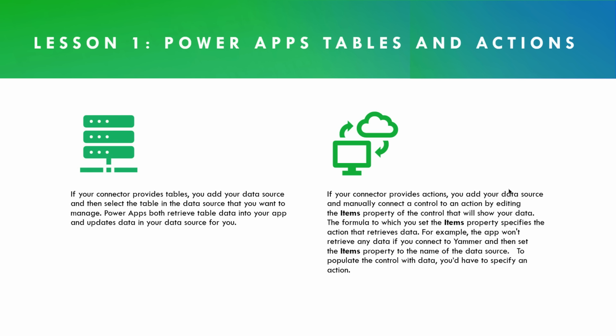Power Apps will both retrieve table data into your app and update the data in your data source for you if you're actually allowed to edit the data from your app. If you go to the original data source and you edit the data, the changes will show in the app. If your connector provides actions, you add your data source and manually connect a control to an action by editing the items property of that control that will show your data. It talks about here the formula for the items property.